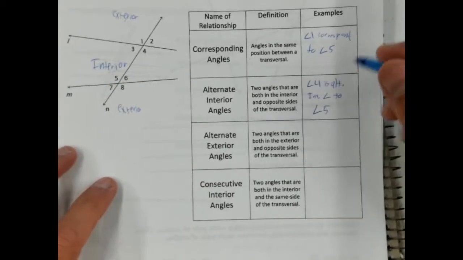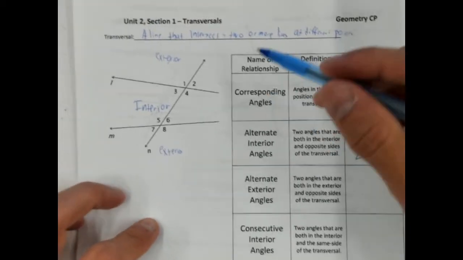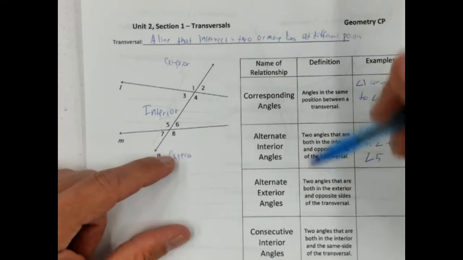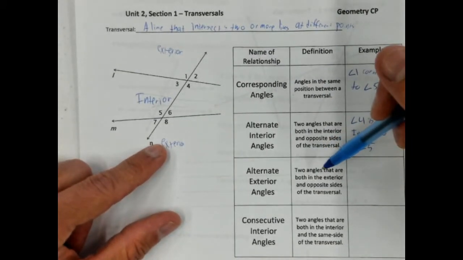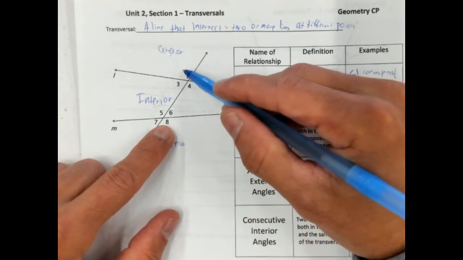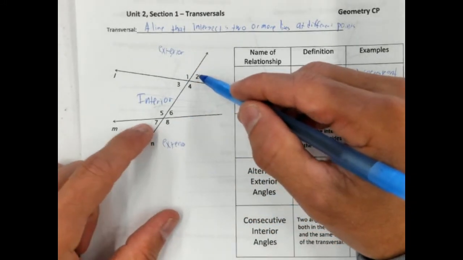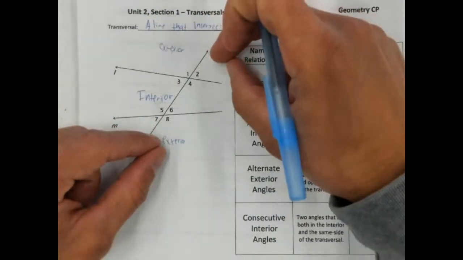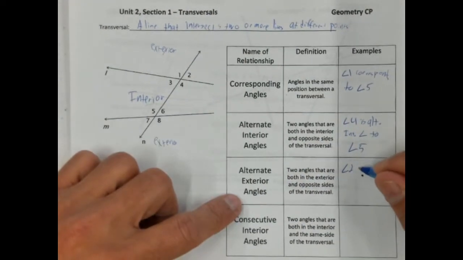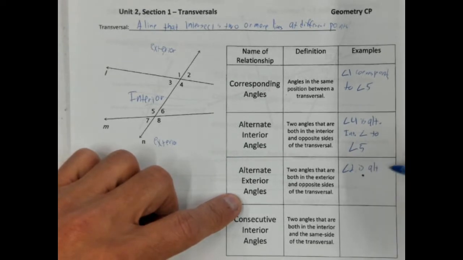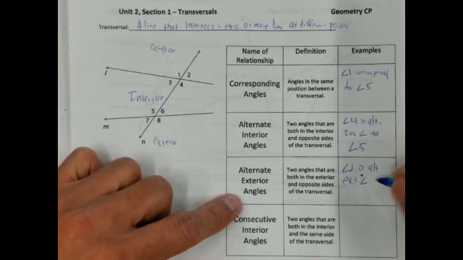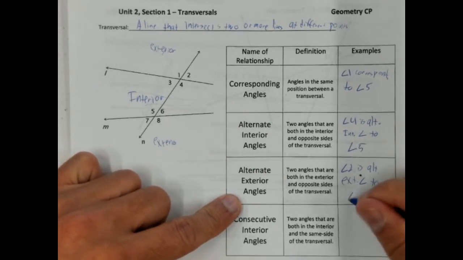Now alternate exterior is very similar, only instead of the interior, it's going to be on the outside. So two angles that are both in the exterior and on opposite sides of the transversal. Angle 8 is on the exterior and it's opposite to angle 1, same as angles 2 and 7. They're on the opposite side of the transversal while also being on the exterior. So angle 2 is an alternate exterior angle to angle 7.